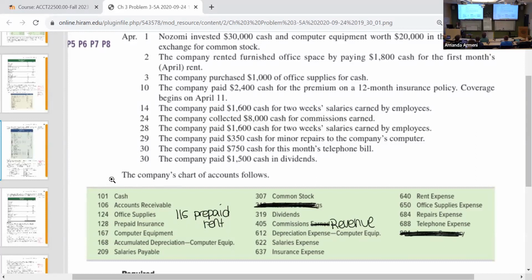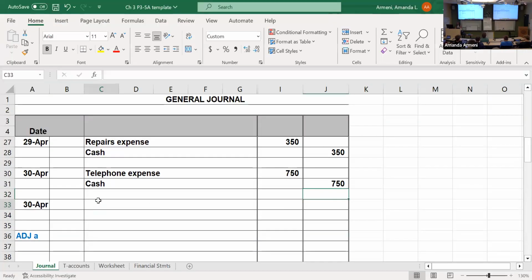Then finally, on April 30th, the final April 30th, the company paid $1,500 cash for dividends. What am I doing in my last entry here on April 30th? Tyler. Yep.